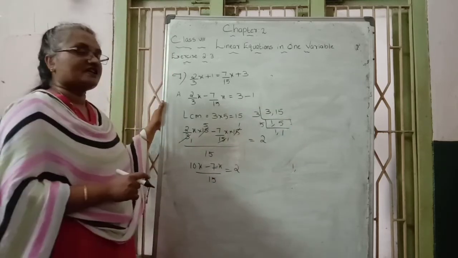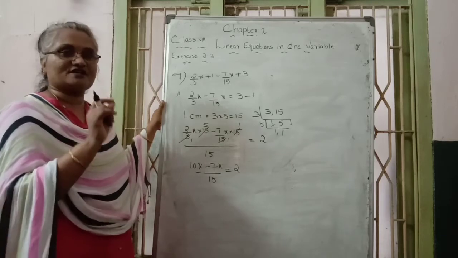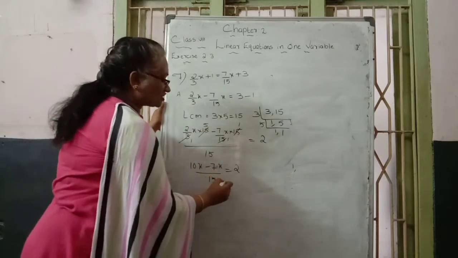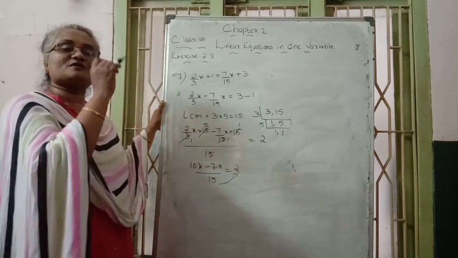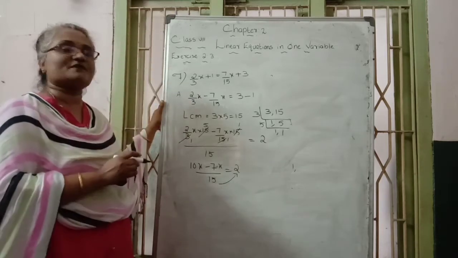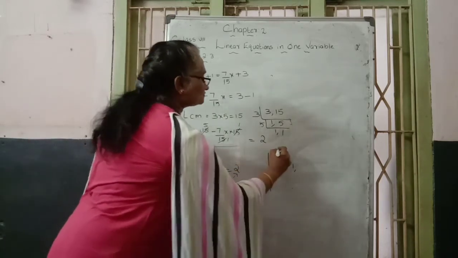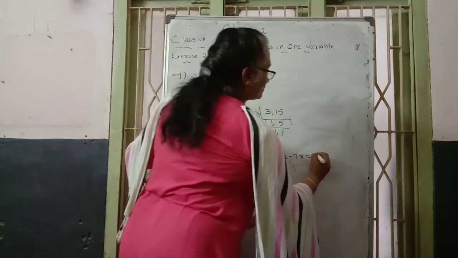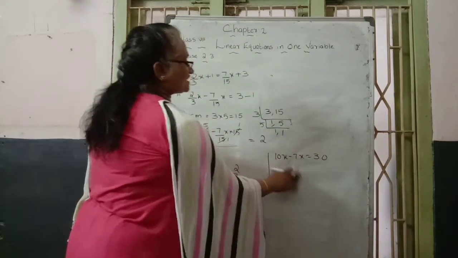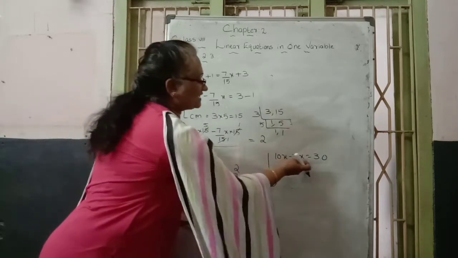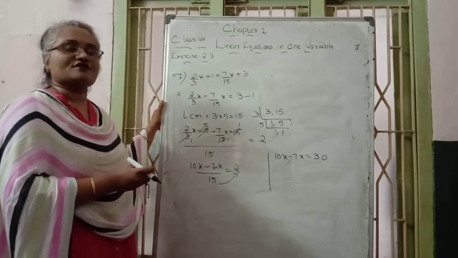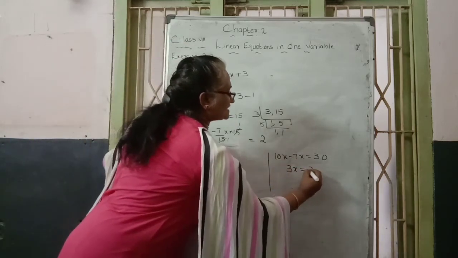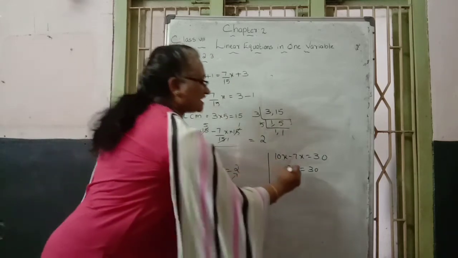Next process: our aim is to find the x term, the x variable. That's why the remaining part 1 by 1 is sent to the right side. So the denominator 15 goes to the opposite side and becomes a numerator; that means 15 is cross multiplied with 2. So we get 10x minus 7x is equal to 15 into 2, which is 30. Then take the coefficients of the like x terms: 10 minus 7 becomes 3x, equal to 30. So what is the x value?